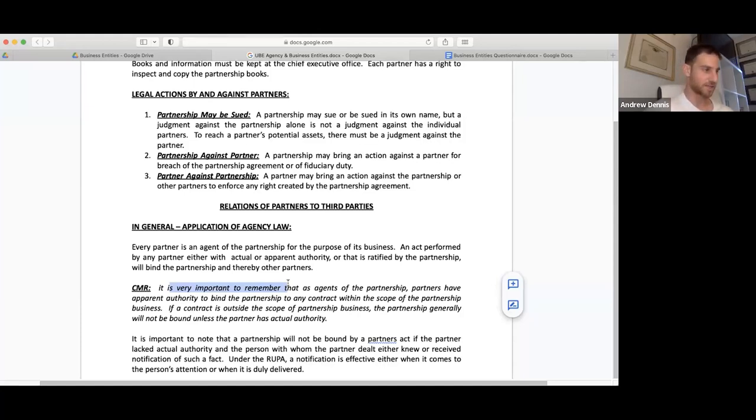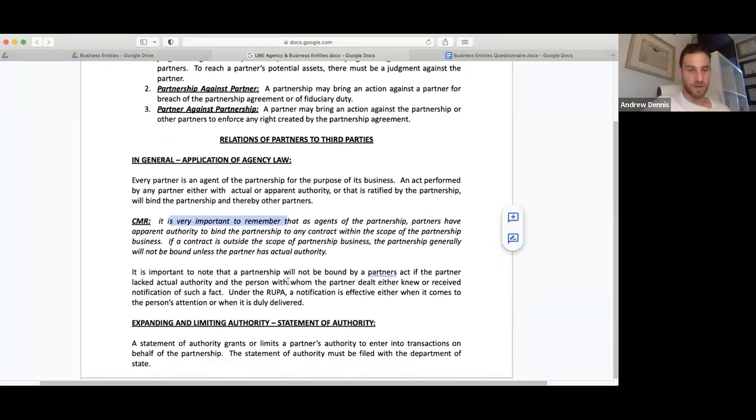Or if you have your name on your t-shirt, if Matt is wearing an Ibis Prep t-shirt, let's just say Ibis Prep is a partnership, he could probably bind us into a contract even if I didn't want to bind us, just because he's a partner, or he's holding himself out to be a partner, or the person would reasonably think that he was a partner. So look for those types of fact patterns.